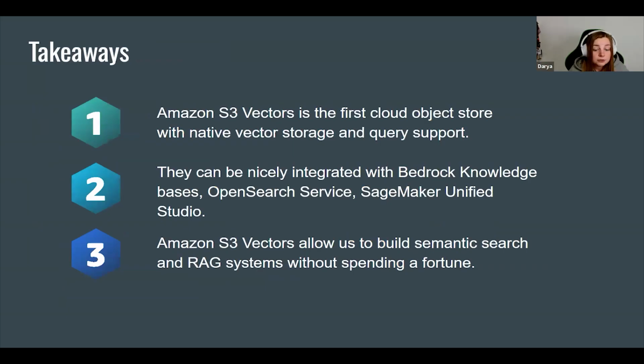And that leads us to key takeaways. The first one, as I said in the beginning, Amazon S3 vectors is the first cloud object store with native vector storage and query support. Think about the scalability and durability of S3 and combine it with vectors. They can already be nicely integrated with Bedrock knowledge bases, OpenSearch Service, and SageMaker Unified Studio. And finally, you can use them to build semantic search and RAG systems without spending a fortune, and it's relatively easy to do.